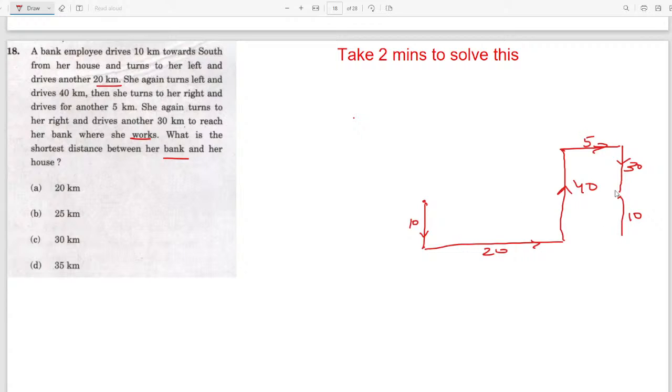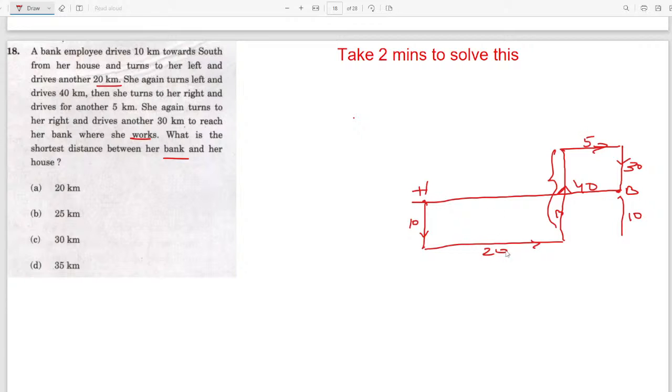So this point would be in the same line with the starting point. If this whole is 40, and she has come back 30, then this distance is 10. And even this distance is 10. This is house. This is bank. And the shortest distance between the house and the bank is the straight line between this. This is a horizontal line.